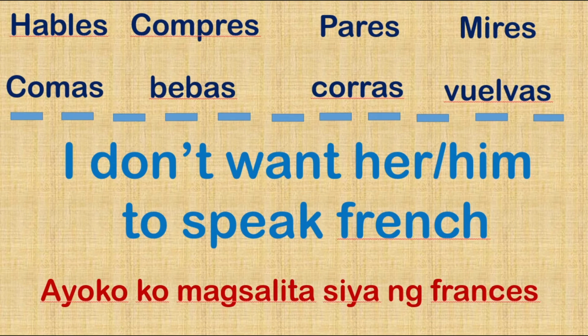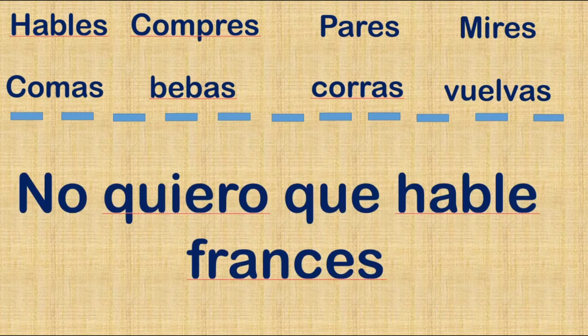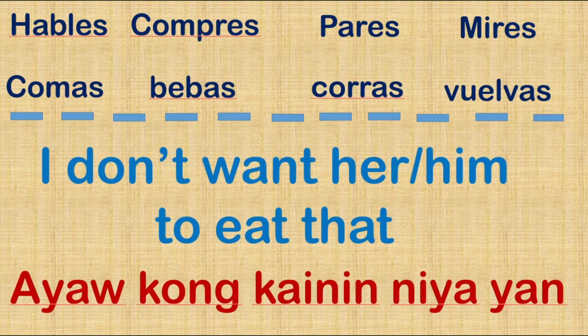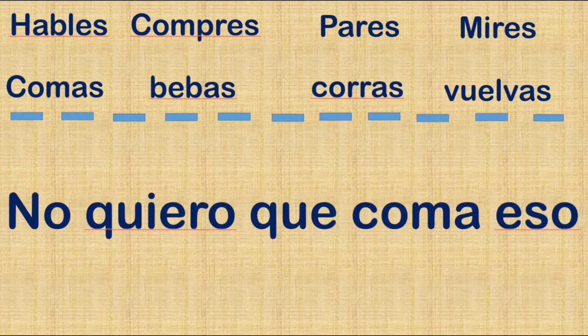What about I don't want her or I don't want him to speak French? Ayoko magsalita siya ng Pranses. No quiero que hable francés. What about I don't want her or I don't want him to eat that? Ayaw kong kainin niya yan. No quiero que coma eso.